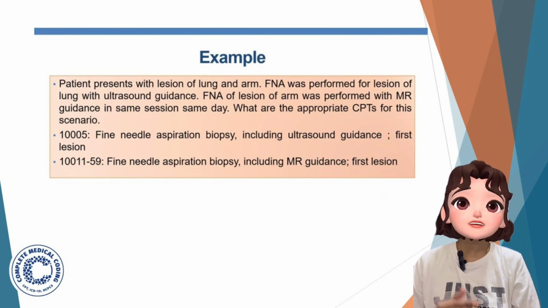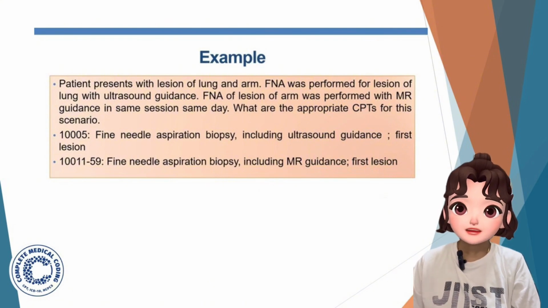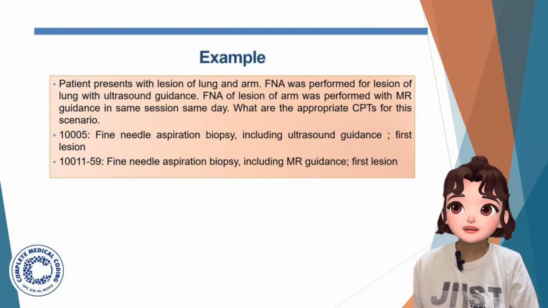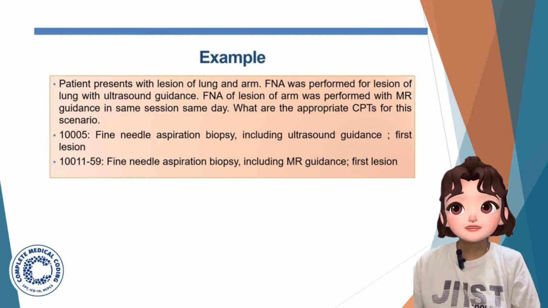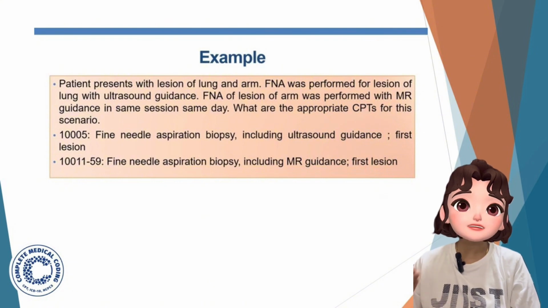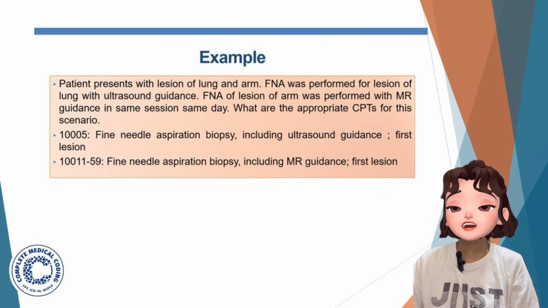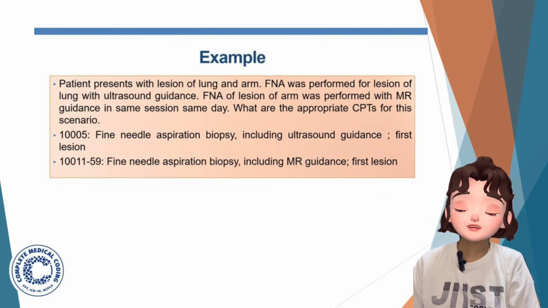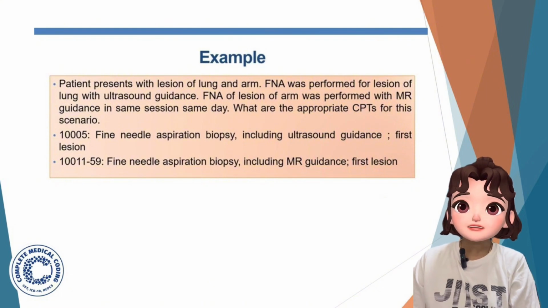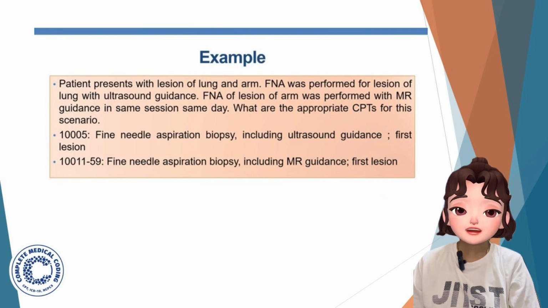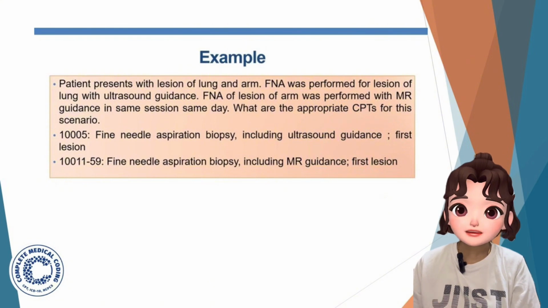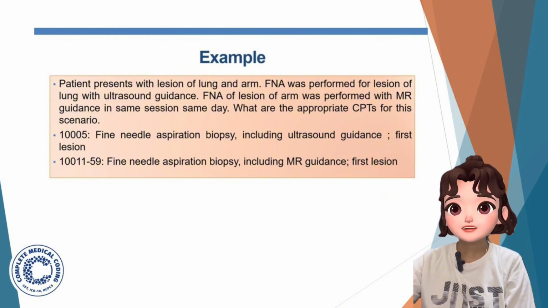So for the first lesion, 10005. The second lesion code is 10011, fine needle aspiration biopsy including MR guidance, first lesion. No, sorry, this is not the second lesion. This is the first lesion itself, but on a different site. The initial lesion was for the lung, and the second was for the arm with MR guidance. So for the second one, you have to append modifier 59, since it is a distinct procedural service performed on different anatomical sites. One is lung and one is arm.